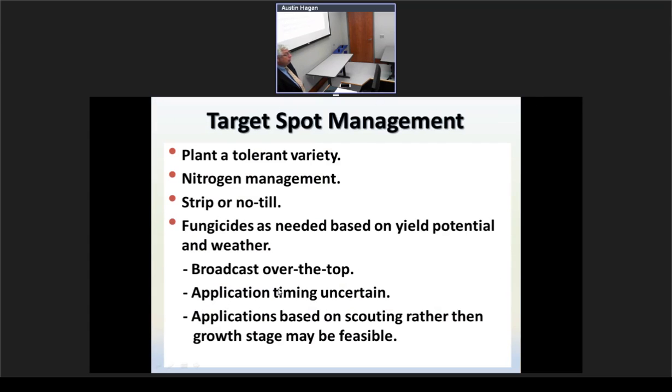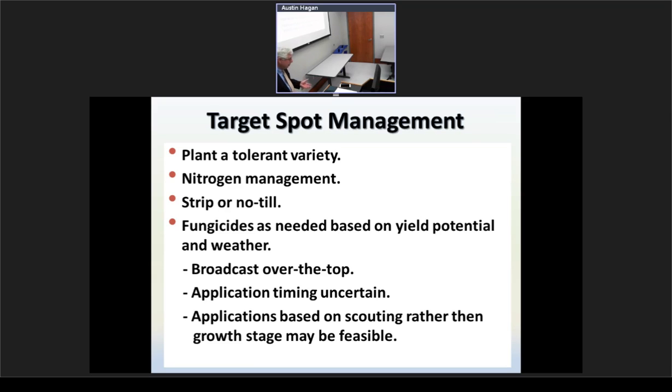So right now, you're talking to growers. I mean, the number one means of managing target spot is to go out there and plant a tolerant variety. The one susceptible variety is an exceptionally good variety. It has very good yield potential and actually yields well in the presence of target spot, but it still gets torn up pretty badly in comparison with some of the other varieties that are out there.